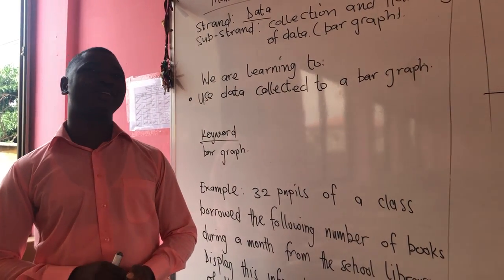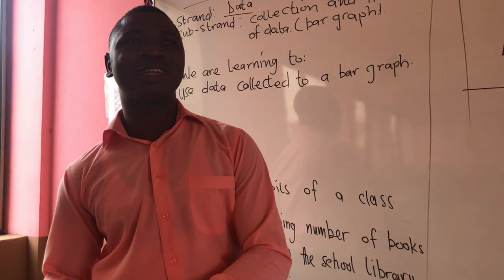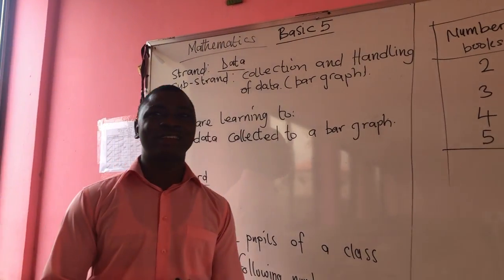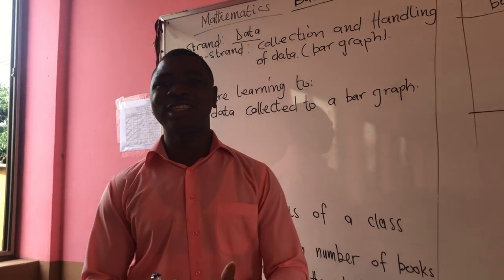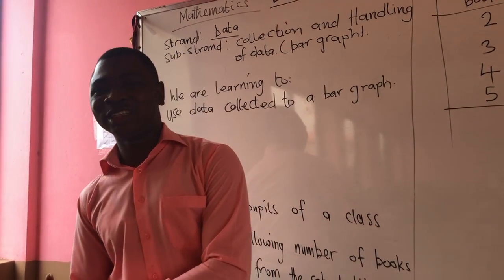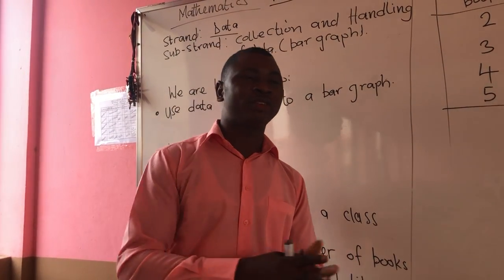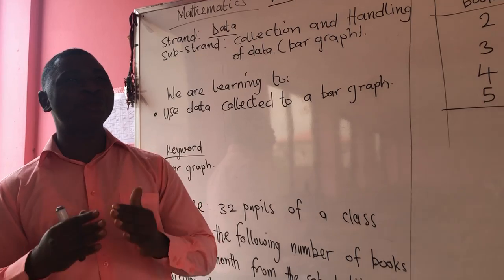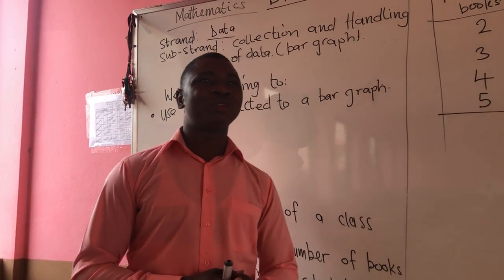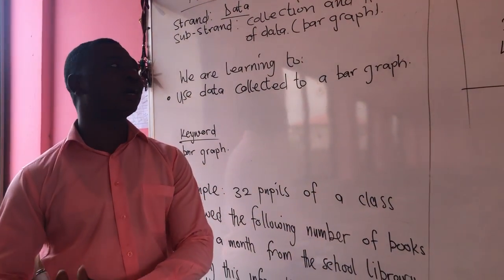Bar graph. Previously, we learned about data, and we talked about first-hand and second-hand data. We said that first-hand data is data we collect on our own, and second-hand data is data some people have collected and we use. So today, we are going to use some data collected by some people to plot a bar graph.